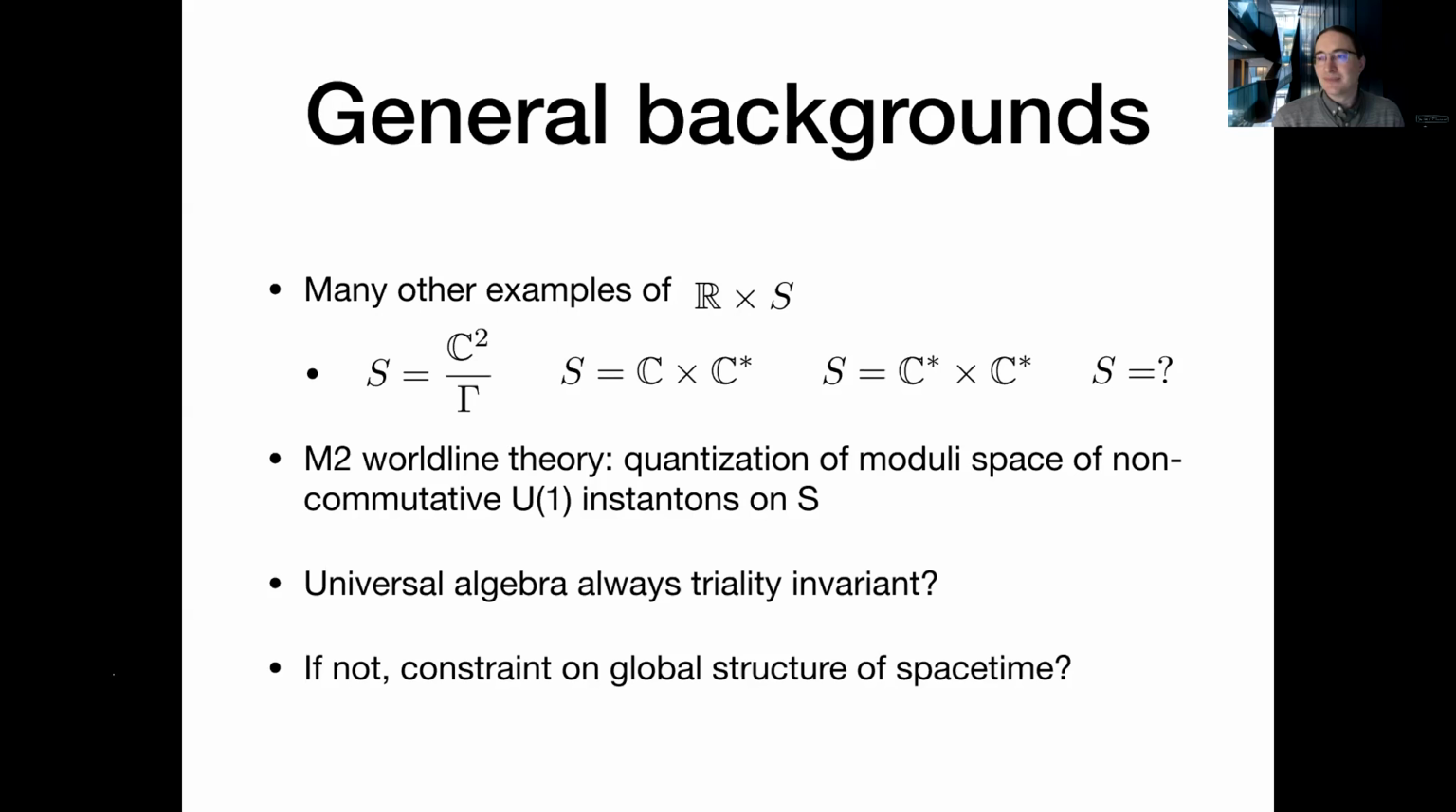So I've been trying to study these various examples. You find all sorts of interesting algebras, which have been much studied mathematically: affine Yangians, quantum toroidal algebras. But the general story is not there yet.